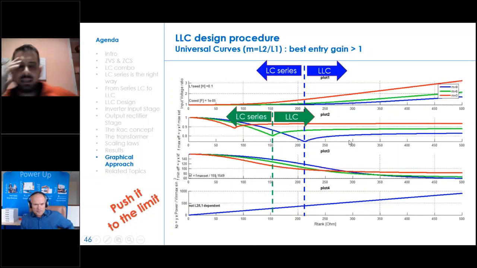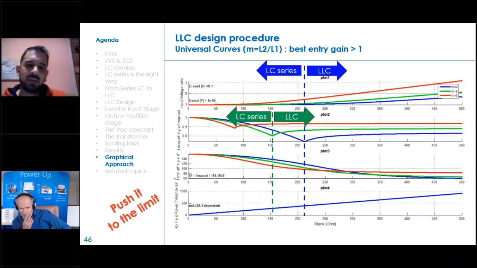Okay, so basically this is the exploded approach of the graphical curves. I have split the minimum frequency vector and the maximum frequency vector, so the previous plot 2 in 2 plots, because otherwise it was too messy to understand. Actually, you can see here that in correspondence of the cusp of the second plot, you can differentiate between the LC series converter and the LLC converter.